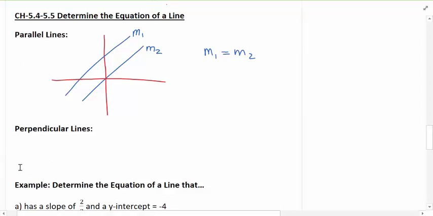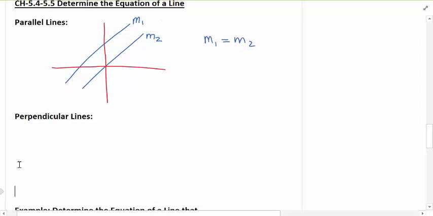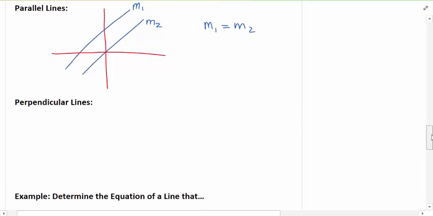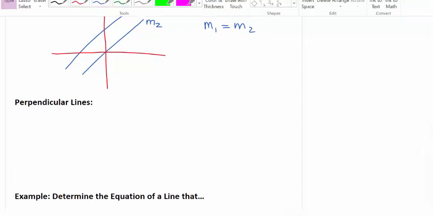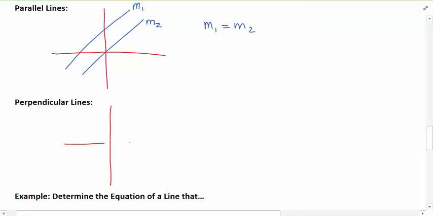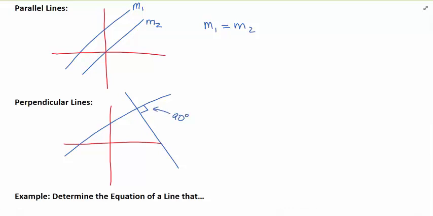Okay, now let's go to perpendicular lines then. Now, perpendicular lines meet each other at what? A T, yes. So that means that perpendicular lines will look like this. They meet at like a T here, meaning that this must be 90 degrees. So this is a 90 degree angle right there. So they meet at 90 degrees. Is that okay?